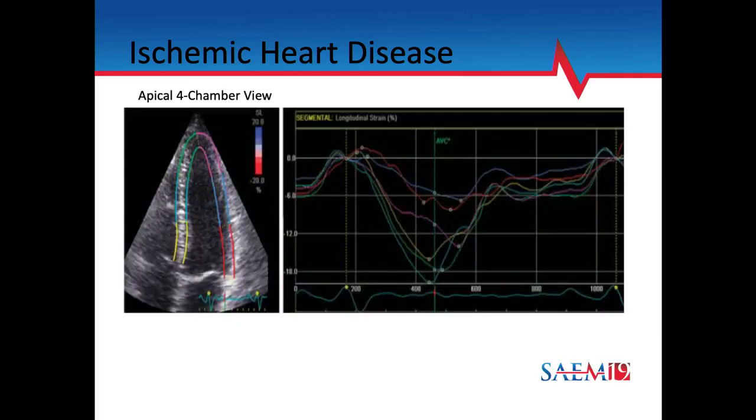So this is an apical 4-chamber view. This is the lateral wall. This is the septal wall. And you can see that the septal segments are contracting in a very organized way. They're peaking at about the same time. But when you look at the lateral segments, you see it's much more disorganized. These little boxes represent the peak strain, and they're peaking at different times. Some of them are actually after aortic valve closure.